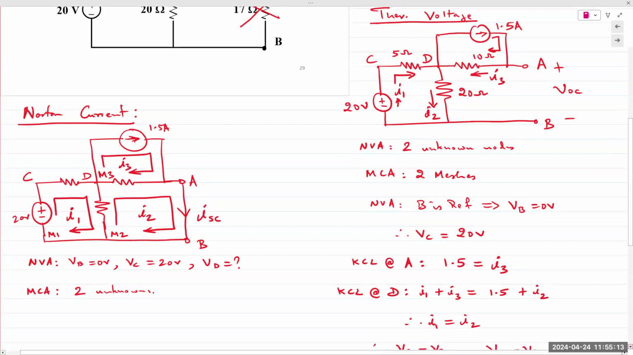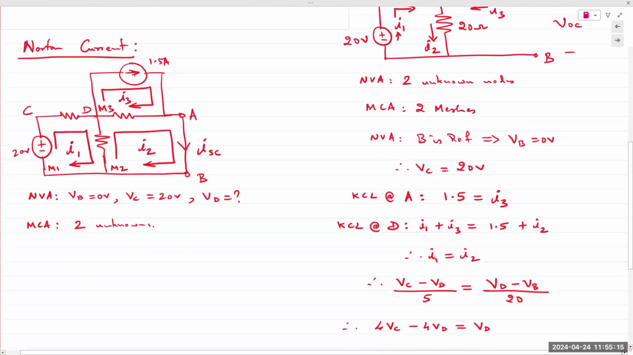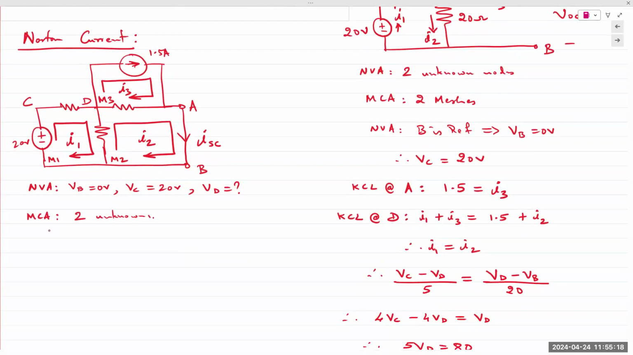Got 5 minutes left, so I'm going to write this out quickly. From mesh 3, I can write I3 is equal to 1.5 amps. And also I can write ISC, short circuit current, is I2.